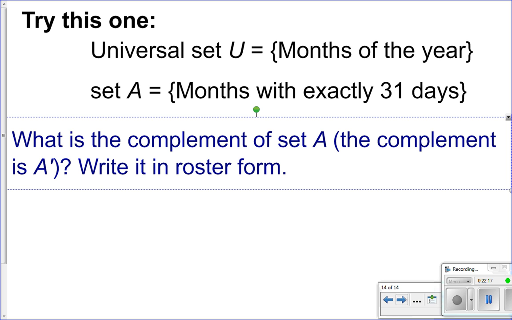Excellent. All right. Try this one on your own. The universal set is the months of the year. Set A is the months with exactly 31 days. What is the complement of set A? The complement is A prime. Write it in roster form.